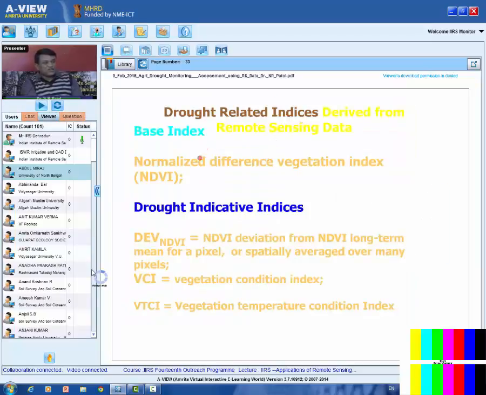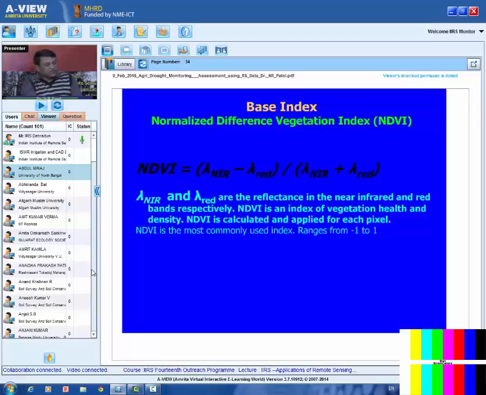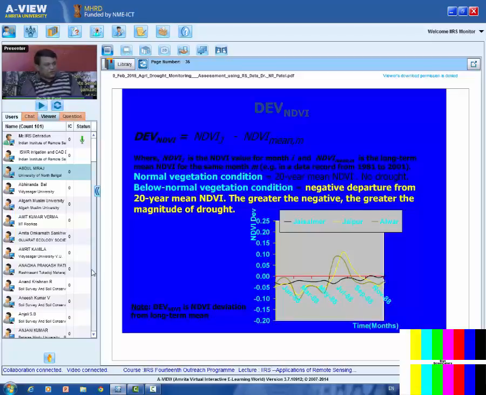Now, drought indices, deviation indices, is simply the normalized difference index of a particular current week or particular month minus the NDVI of the normal year, or you can say long term. So this is the formula of NDVI, where near infrared minus red is divided by near infrared plus red reflectance. This is one in the image, where you can see a deviation index, which can be used for monitoring drought in Rajasthan.